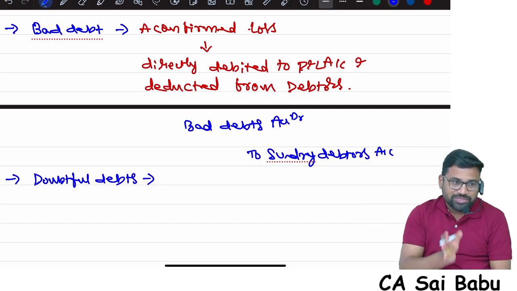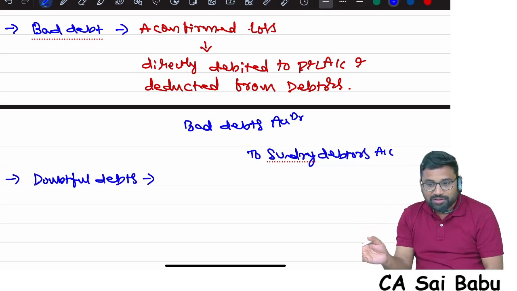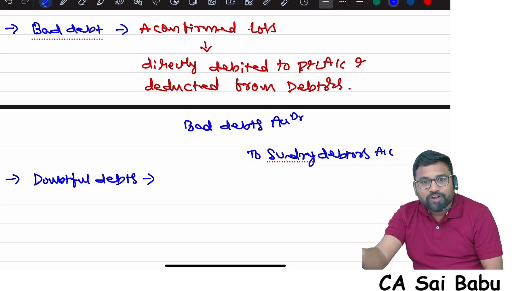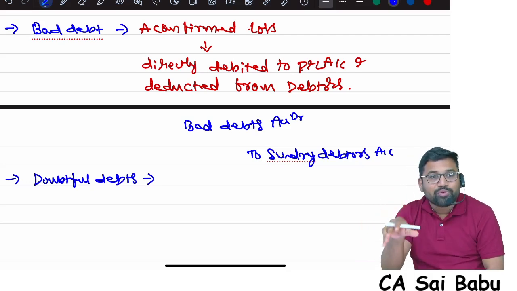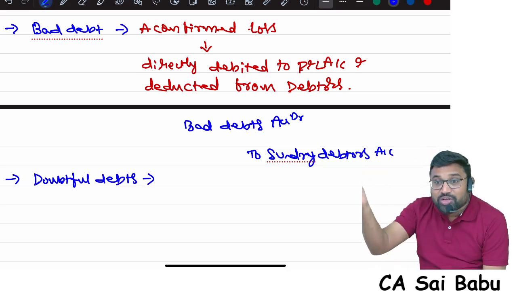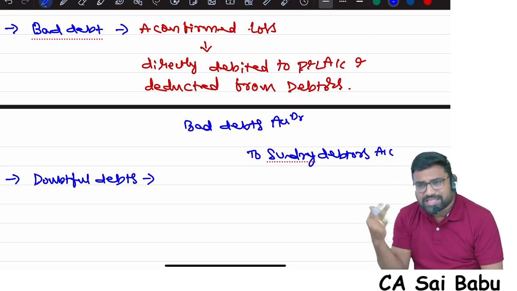Since it is a possible loss, it cannot be directly written off like bad debts to the P&L account. Do one thing, you create a provision for doubtful debts. Sir, what is provision for doubtful debts? Estimate the amount. How much amount is not going to be collected? Estimate. How do I estimate, sir? Based on past experience, estimate.